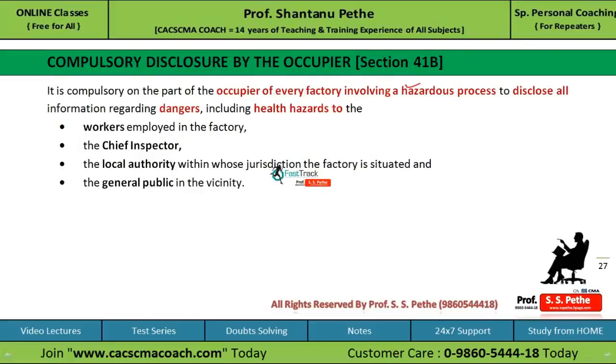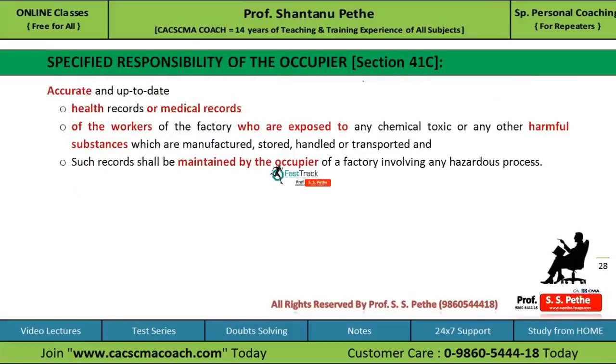Section 41B talks about the compulsory disclosure by the occupier. It is compulsory on the part of the occupier of every factory which involves a hazardous process to disclose all information regarding the danger, including the health hazard. It should be disclosed to the workers employed in the factory, the chief inspector, the local authority within whose jurisdiction the factory is situated, and the general public living in the vicinity of the factory.